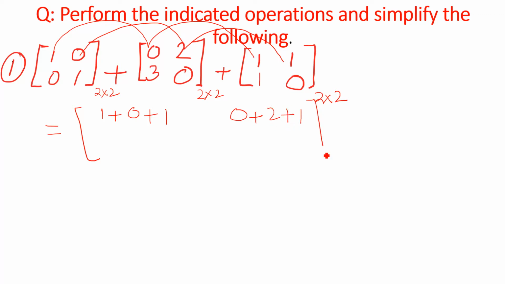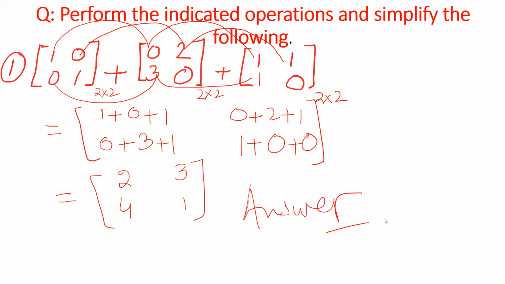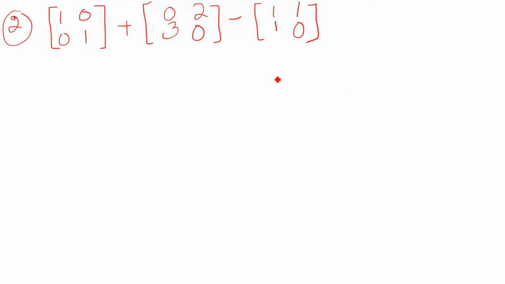And I told you that you have to write them down a little bit far from each other. Come to the second row, same thing. First element of the first matrix, first element of the second matrix, and first element of the third. Similarly, you have to add the corresponding elements. It will be 2, this is 4, this is 3, this is 1, and this is your answer. We simplified it, right?